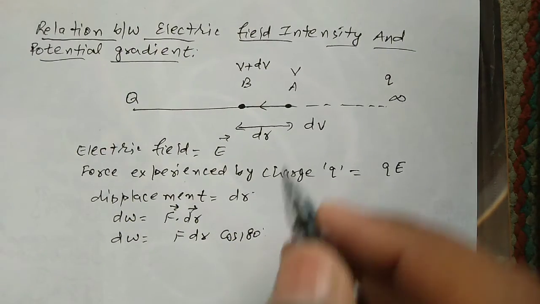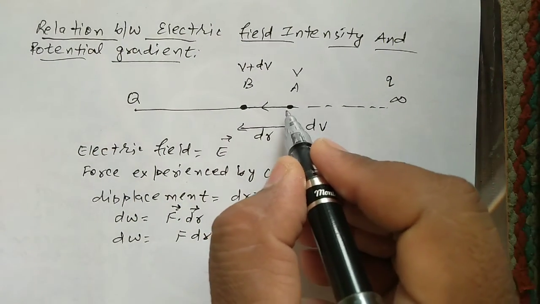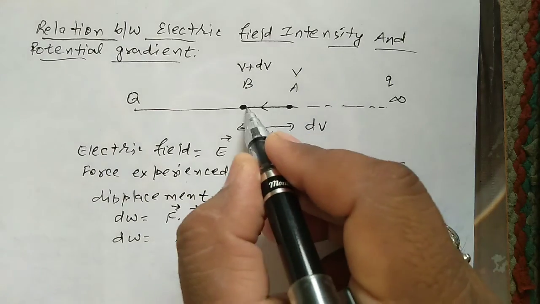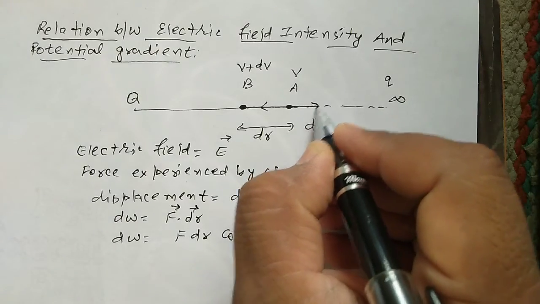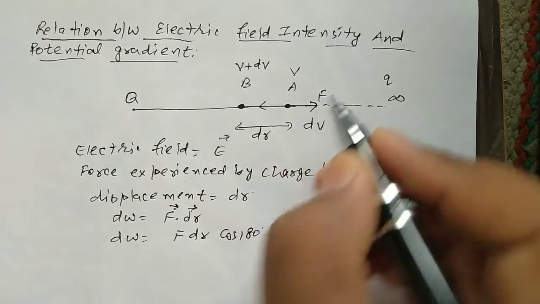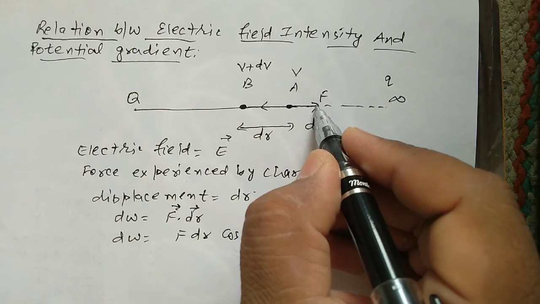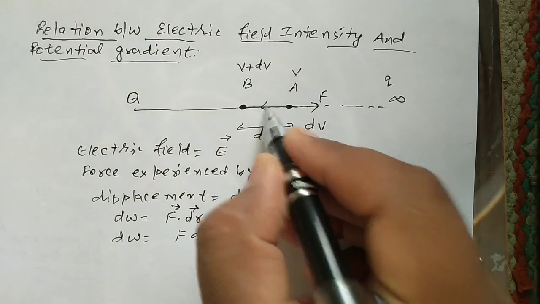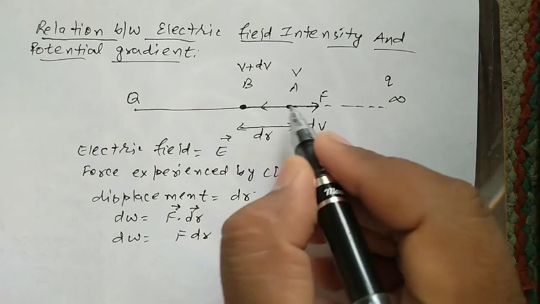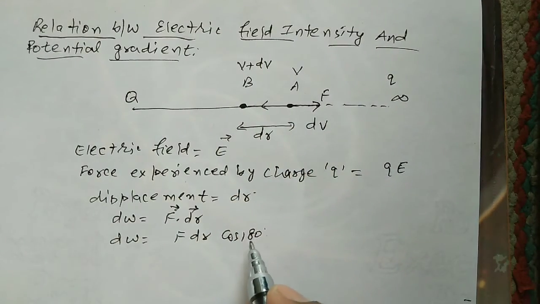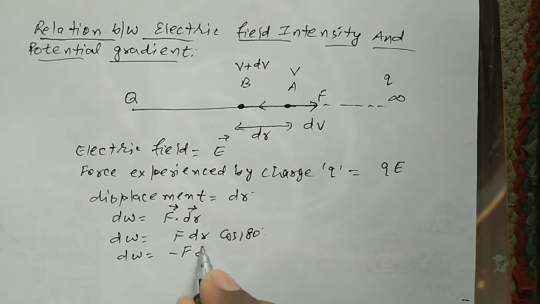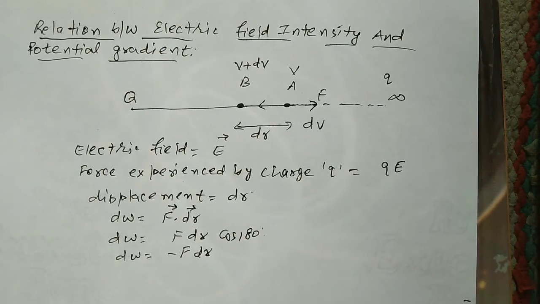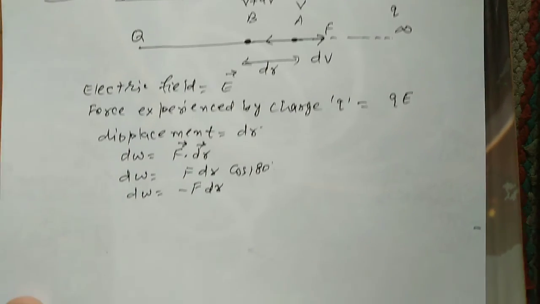Why is it cos 180? Because the charged particle is moving from point A to B, and the direction of the electrostatic force of repulsion is in this direction. The direction of the electrostatic force of repulsion and the direction of motion are opposite, therefore the angle is 180 degrees. Now we can write dW equals F dr cos 180. Cos 180 is minus 1. Therefore, the work done dW equals minus F dr.